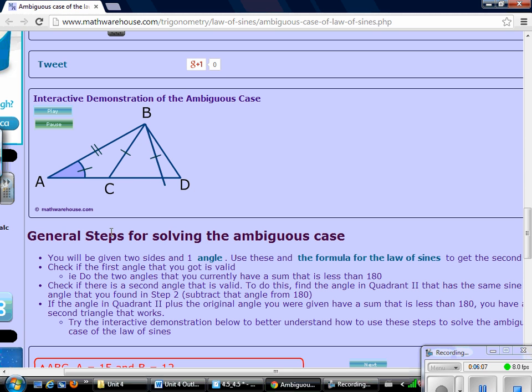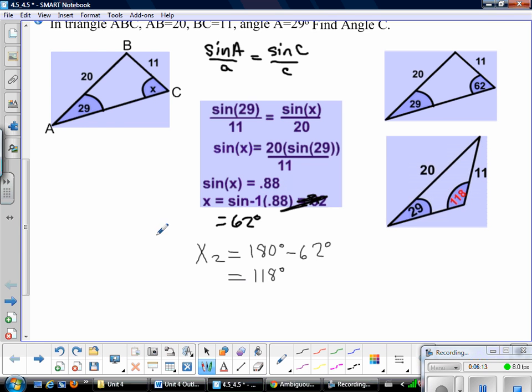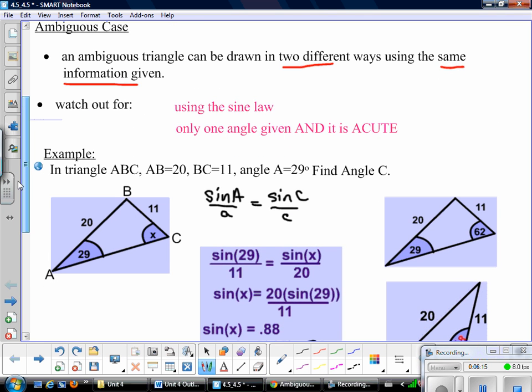So that is why you have to be careful of it. And as I said, the only time you really have to worry about it is if you have to use the sine law and the angle they gave you is acute. Because if this is acute, it could be that these two are acute, such as what we did here, or it could be that one of them is obtuse. Now, if the angle is not 29 but say it was an obtuse angle, then I don't have to worry about it. It doesn't create an issue.